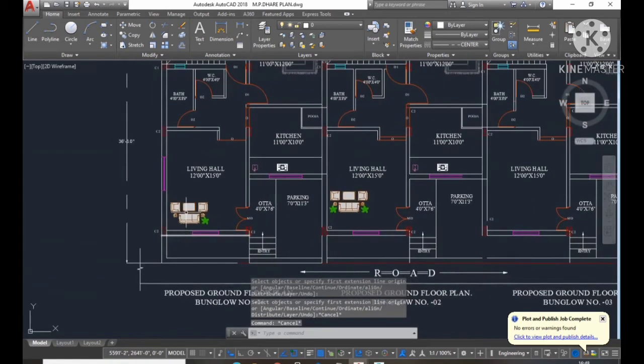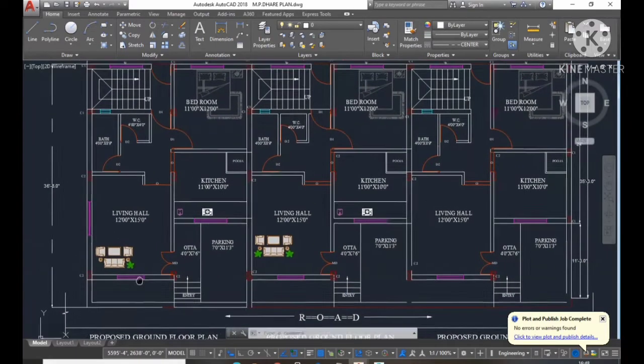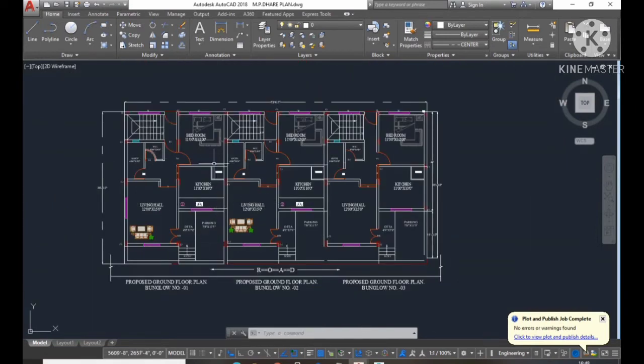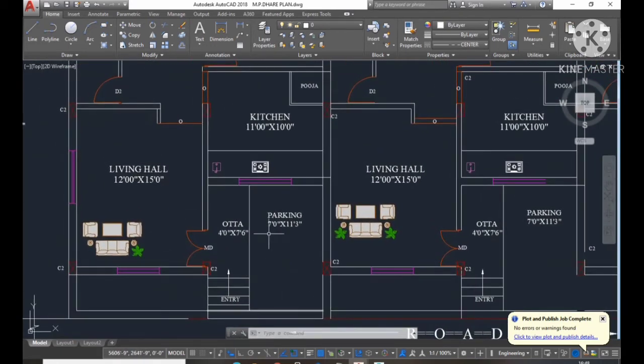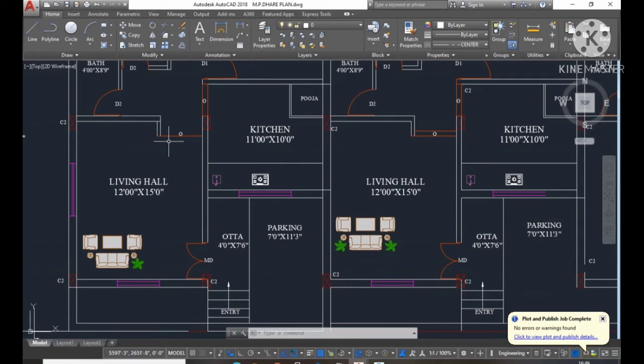So this is the plot. The plot dimensions are like 73 feet 6 inches and 36 feet 8 inches. On that plot there are 3 row bungalows like this, 1 BHK row bungalows. We will see the plan in detail. First of all, this is the parking, and then the OTA, and this is the living hall placed over here, of 12 feet by 15 feet dimension. Then after that, the kitchen is there.